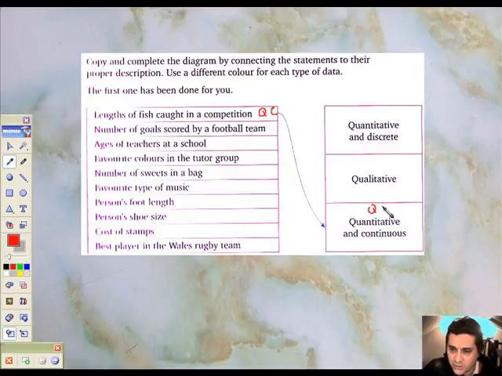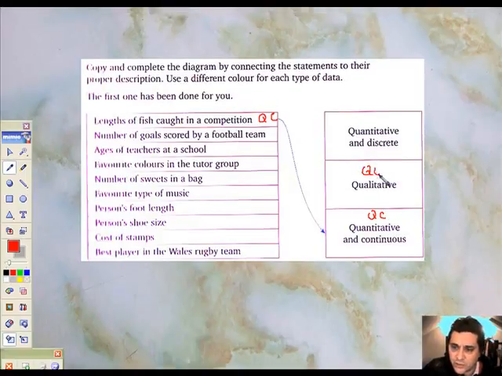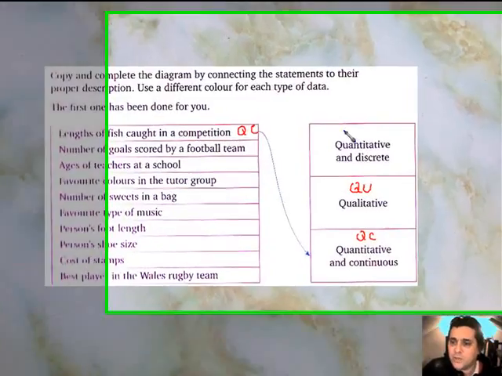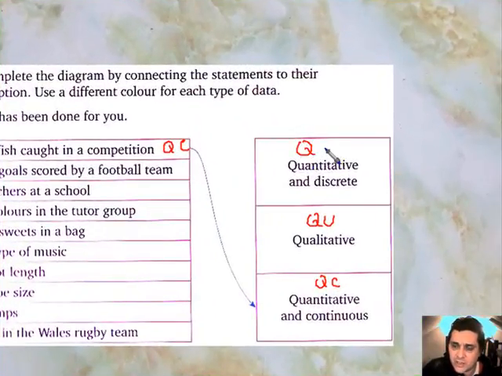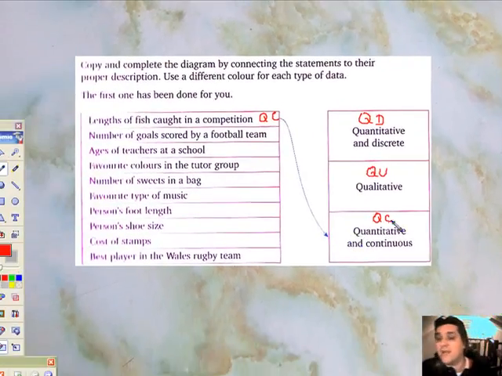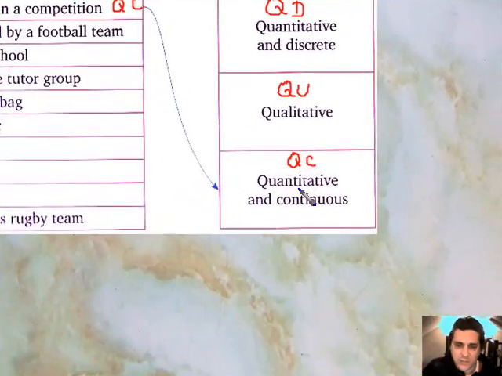So if I go Q, C there, if I just go QU for qualitative, quantitative and discrete, Q and D. Remember, discrete is a whole number of something, and quantity is clearly what it's about since we're chatting about numbers. Qualitative has got nothing to do with numbers at all, and I've just mentioned the quantitative and continuous. So these are the codes I'll be using.